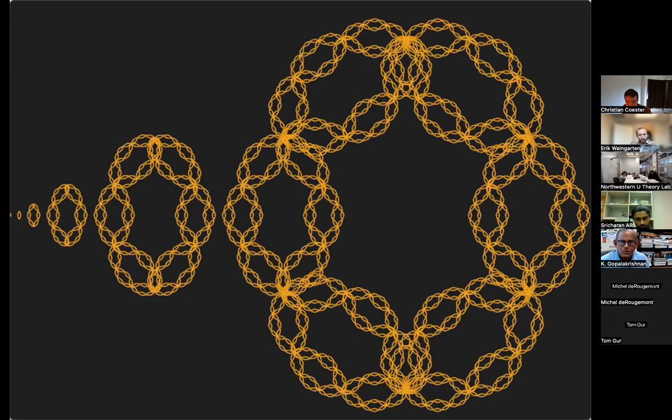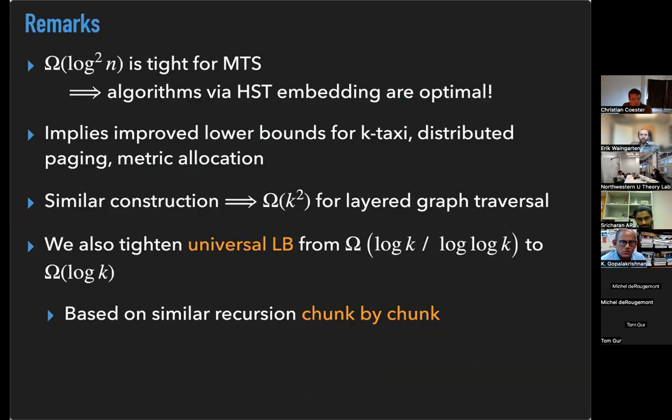And if you have very good eyes, then you can see a small circle here on the left of the screen. So we take 6 of those, glue them together, and then 6 of those, glue them together, and so on. So this is the family of bad metric spaces on which this lower bound holds. Okay, so let me make some further remarks.